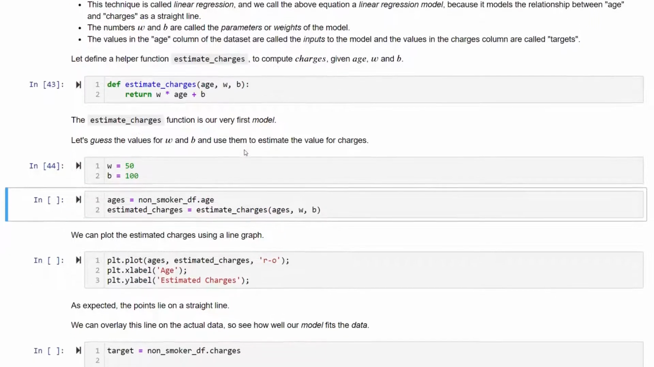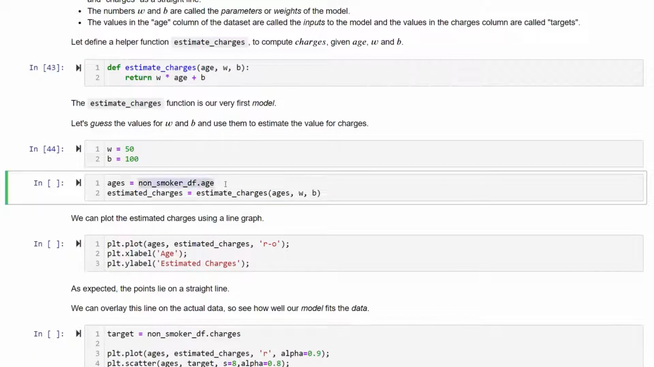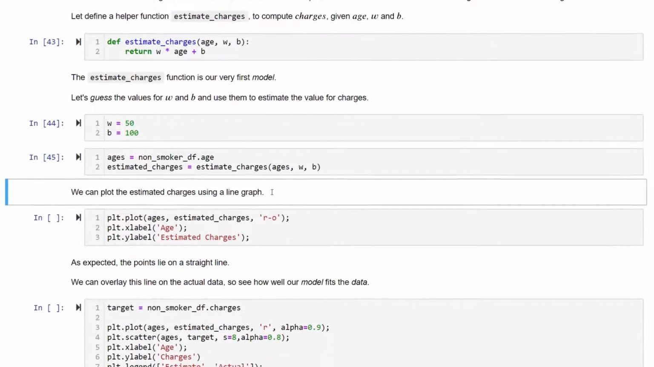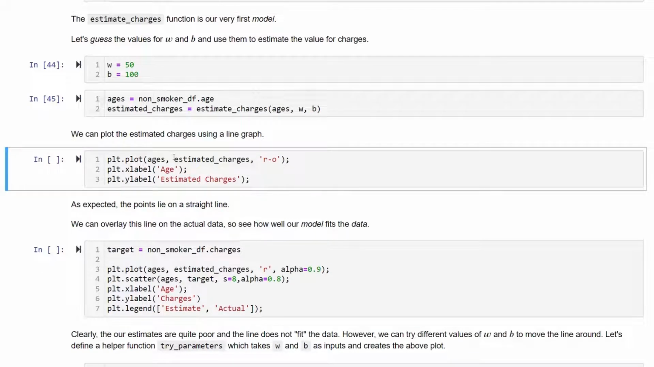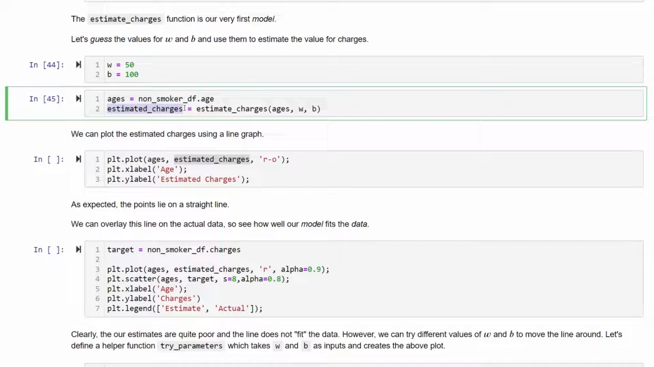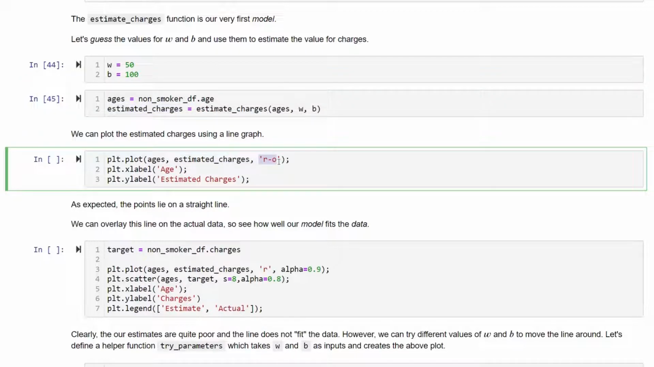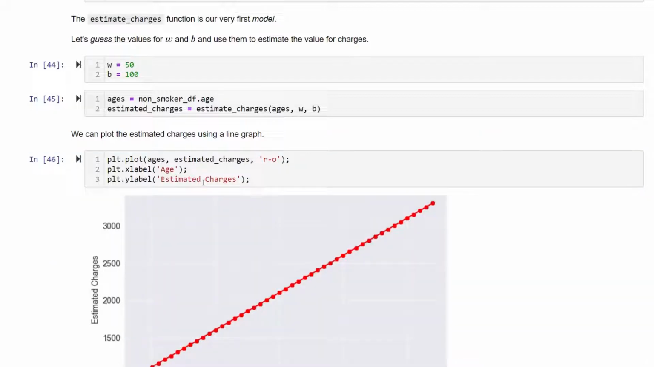Yes, we can draw. The ages will be the non-smoker df.age. We are going to give the correct ages from the data set provided. The estimated charges will be obtained by calling the estimate charges function with this list of ages, and it will return a line equation. Let's plot the estimated charges line. In the plot, we give the ages as input and the estimated charges, which we estimated by calling the function, and the 'ro' will represent the scatter plot with O-shaped markers. On the X label, we label age and estimated charges.